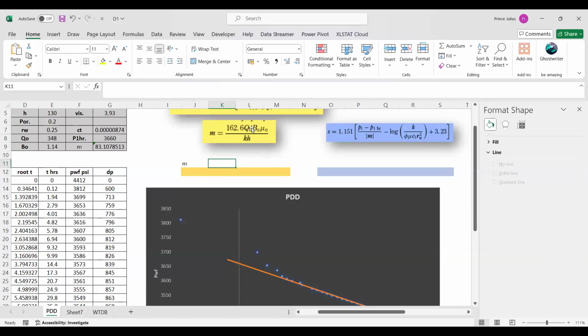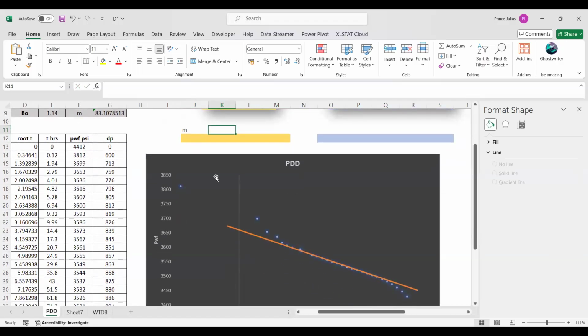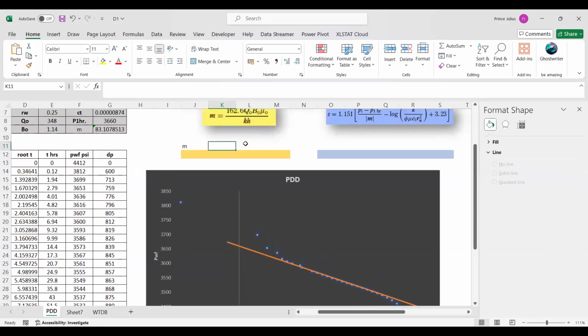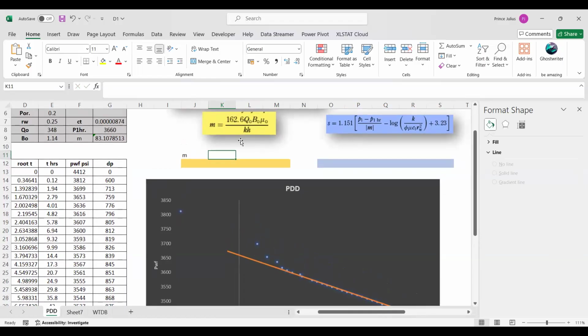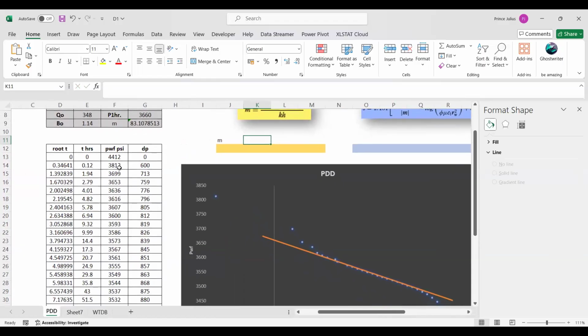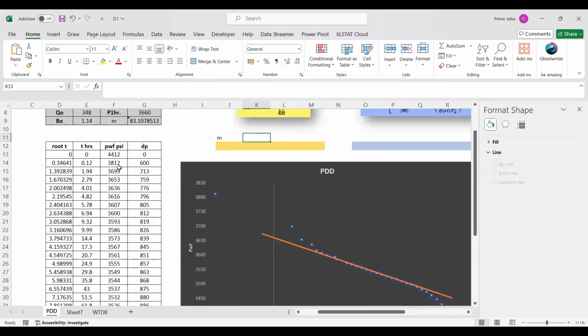So for M, we need all the values, but we don't have permeability. So I'm not going to use this equation, but directly I'm going to use this data to get the value of slope. From getting the value of slope, I will be putting this slope in this equation to get the value of permeability. Why? Because the other values are already available. So let me just get the value of slope here.